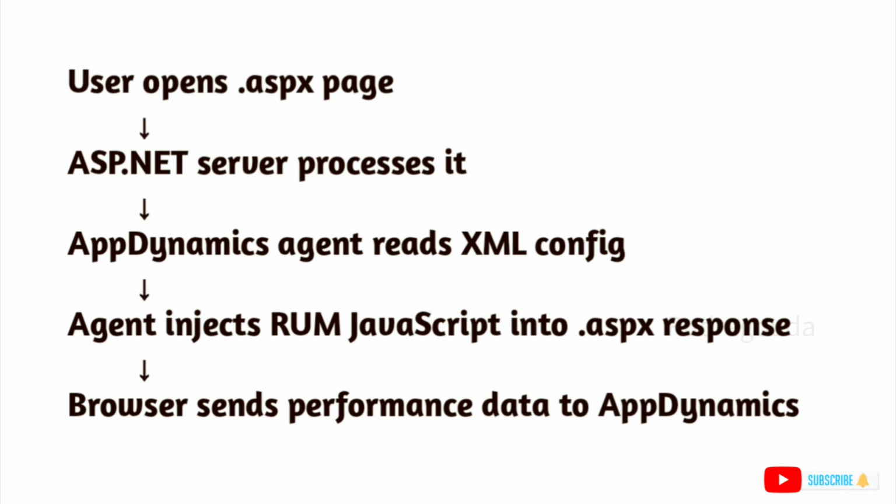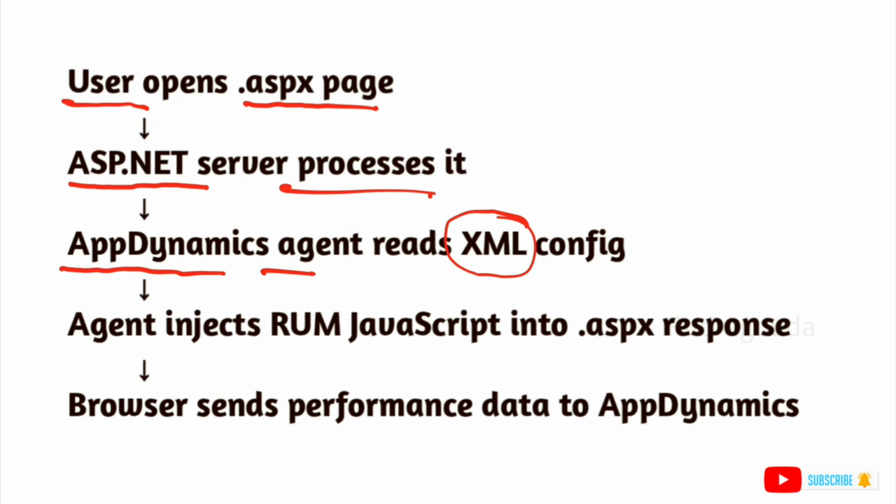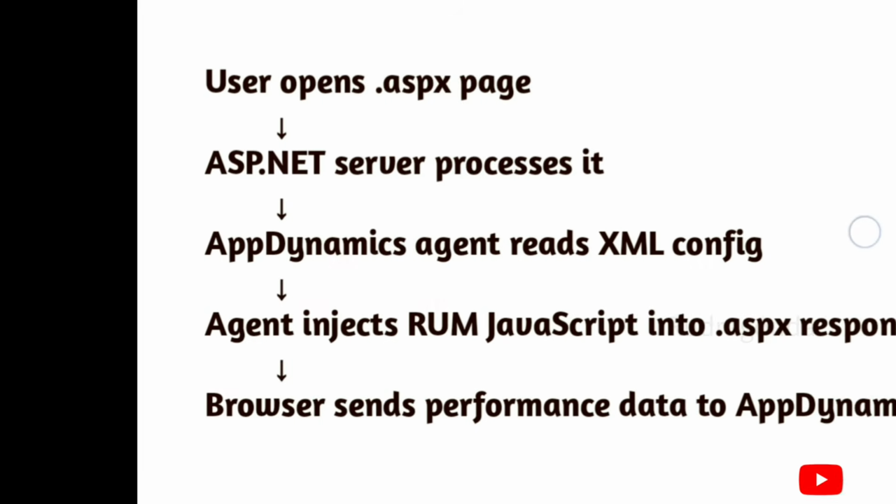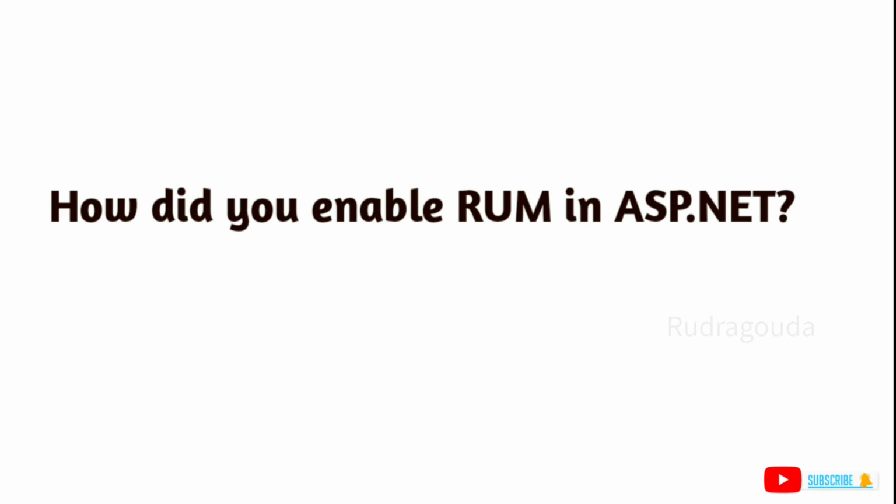Here is the complete view. The user opens an ASPX page, then the ASP.NET server processes it, and finally the AppDynamics agent reads that XML file, and the AppDynamics agent injects the RUM JavaScript into the .aspx response. Then the browser sends that performance data to AppDynamics. This is how it covers the points one by one.